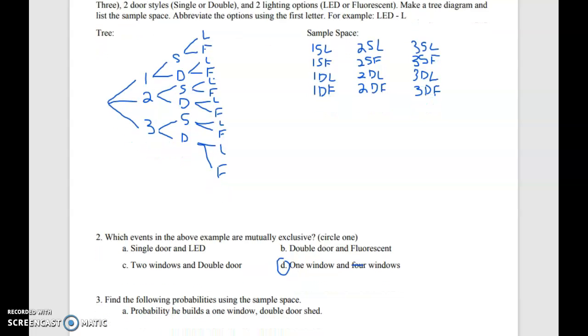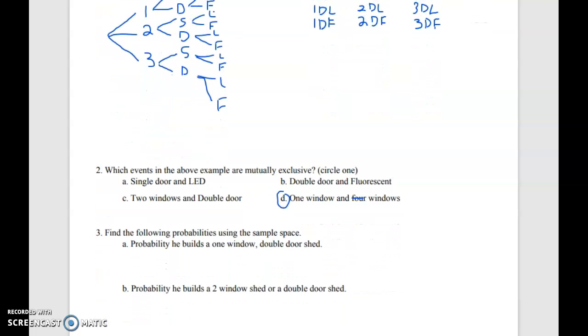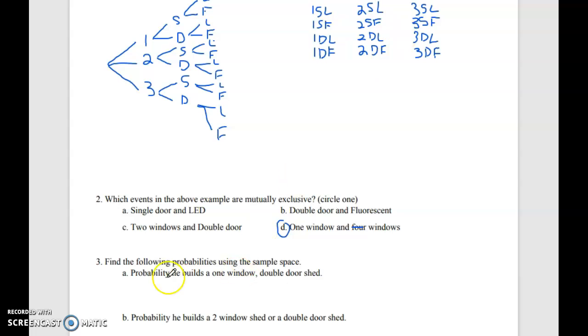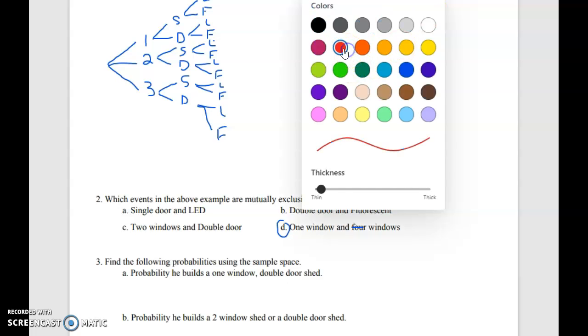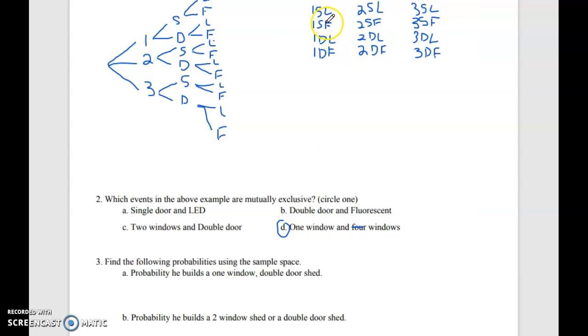And then last question, I think, dealing with the same probability. Based on this sample space, what's the probability he builds a 1 window, double door shed? So let me switch colors. So 1 window, double door. That's here and here. That's 2 out of the 12 possibilities. So the probability he builds a 1 window, double door shed is 2 out of 12, and I always have to reduce it. That reduces to 1/6.